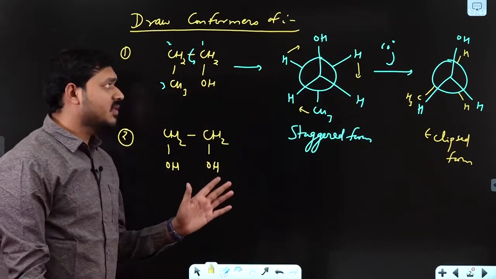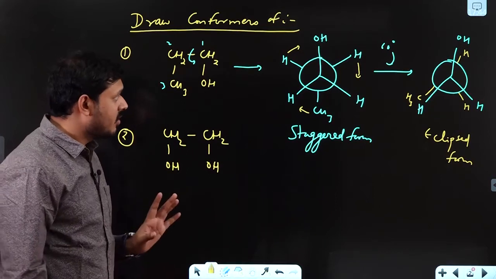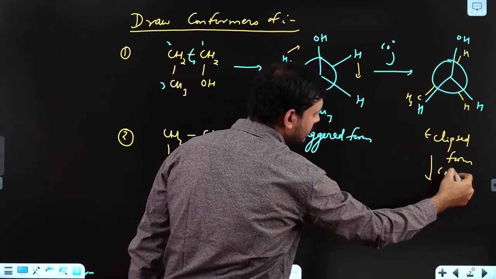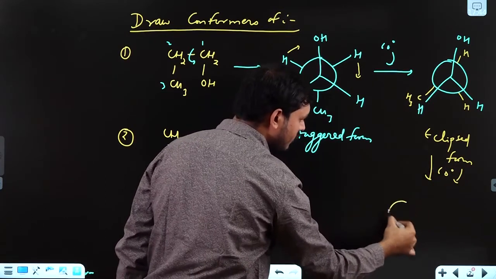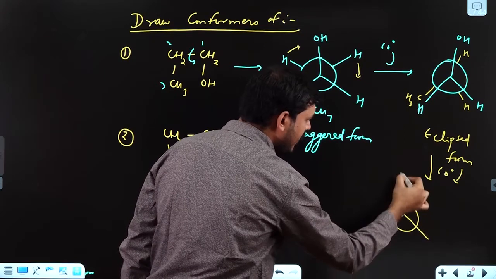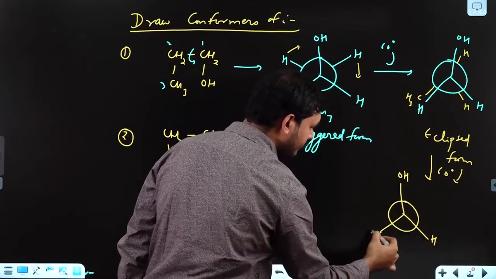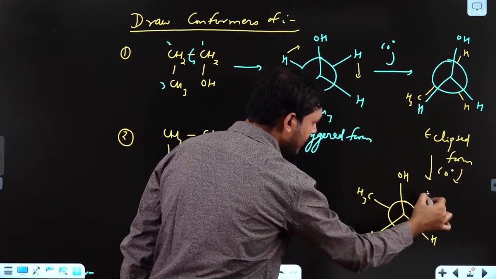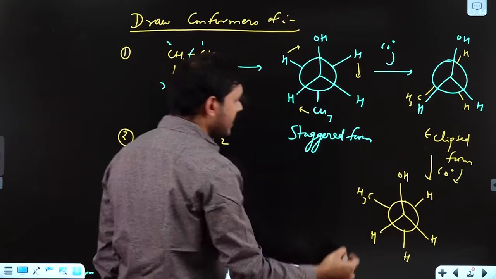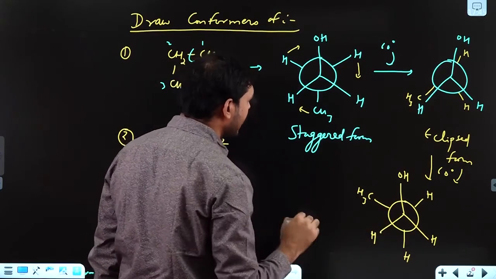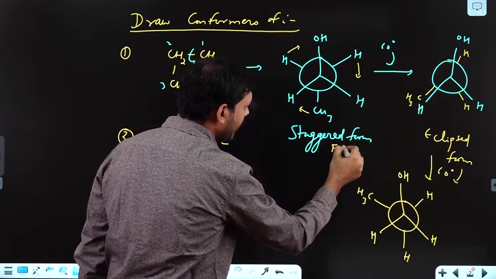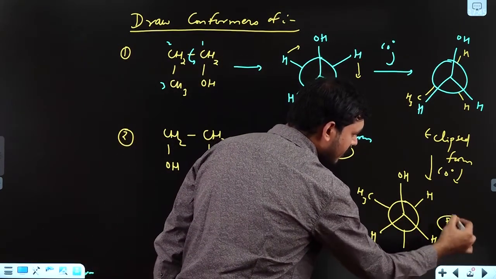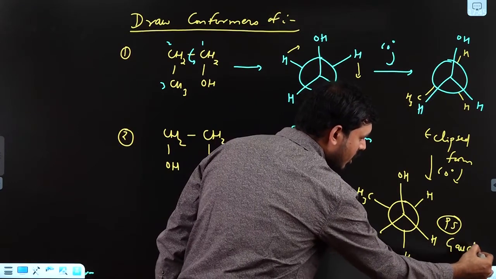Now there is one more possibility. If I make another 60 degree rotation, keeping the front carbon as it is, what do I get? This is CH3, H. This is also a staggered form, but this one is fully staggered, and this one is partially staggered, which is also called the gauche form.